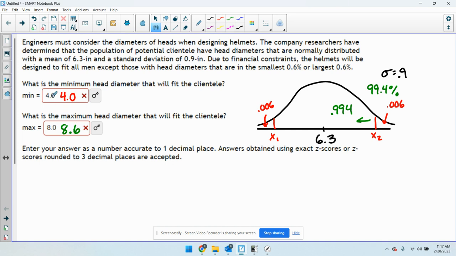So maybe somehow these were flipped. I'm not sure. Your decimals look like they're flipped, and the digits are flipped as well. But you should be getting 4.0 and 8.6.